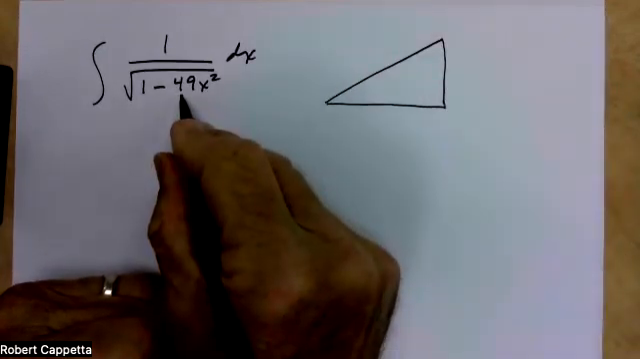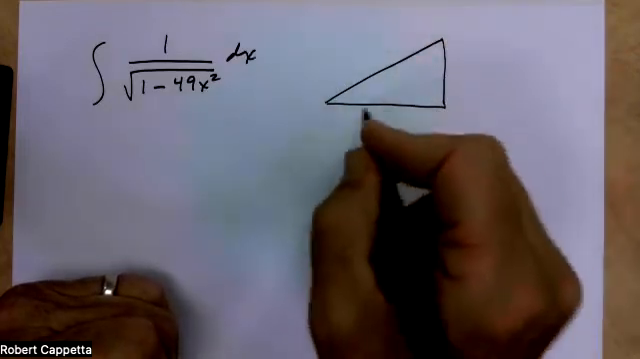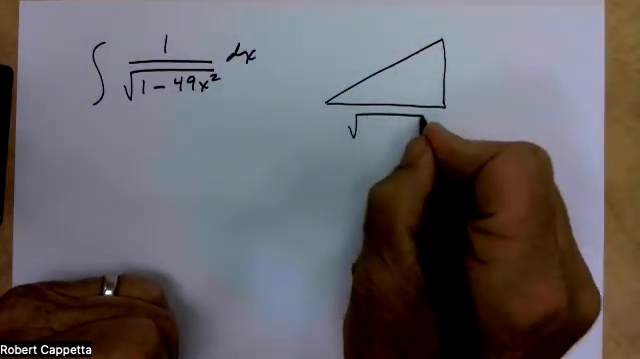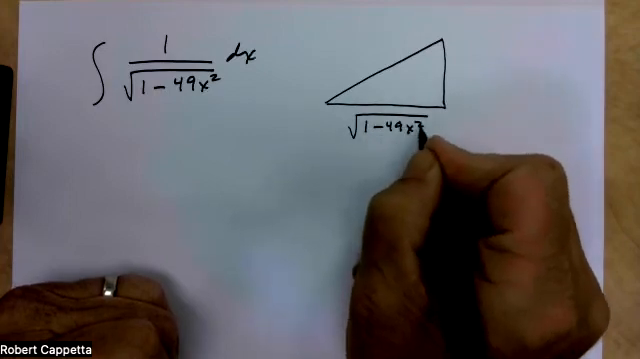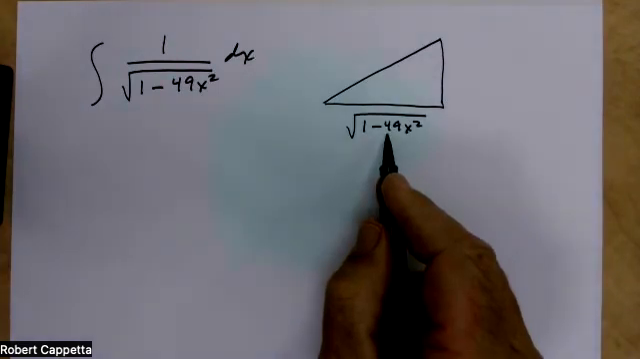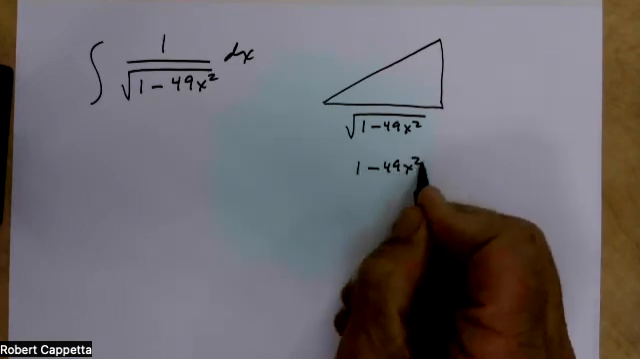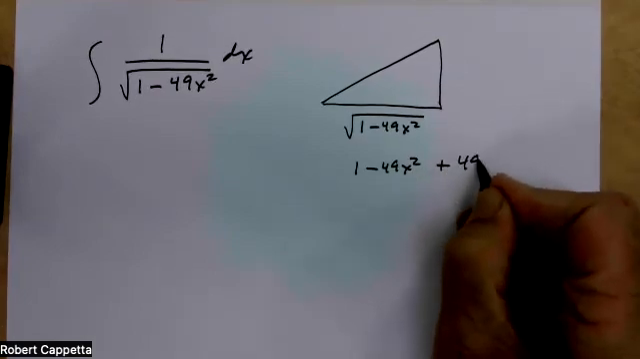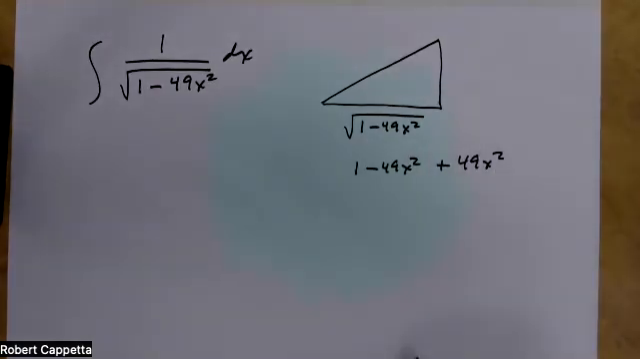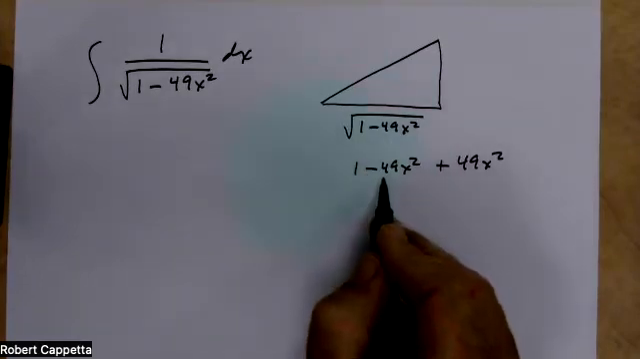Root 1 minus 49x squared has got to go on one of the sides. It cannot be the hypotenuse. It could either be this part or this part. I'm going to choose to put it here. Now let's think about this. If I square that, I get 1 minus 49x squared. If I want the negative 49x squared to go away, the other part would have to be positive 49x squared. So this guy squared gives me 1 minus 49x squared.